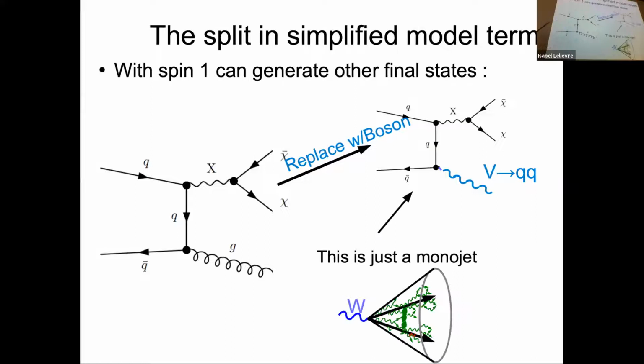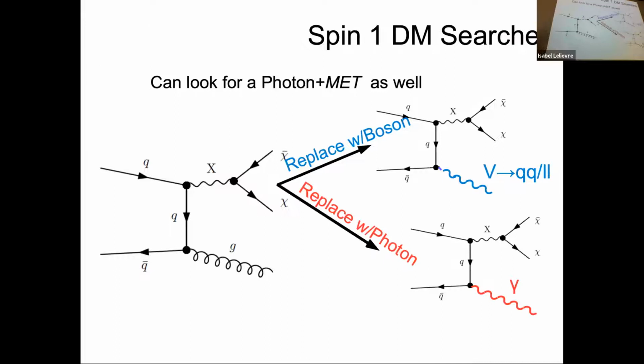If this actually decays to quarks explicitly, this is just a monojet, because you can have a W boson decay to two quarks, and if this W boson has enough energy, it's just a single jet. You can also replace this gluon with a photon and do the monophoton analysis. In fact, this was the first kind of dark matter analysis that was done. People always thought that jets were too complicated, so they started with monophoton. But it turns out we'll see the sensitivity.